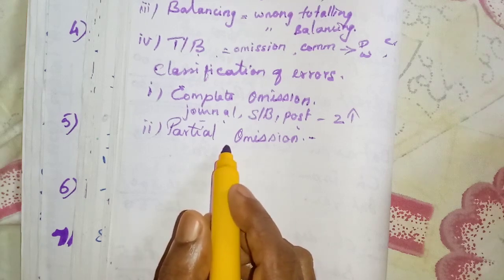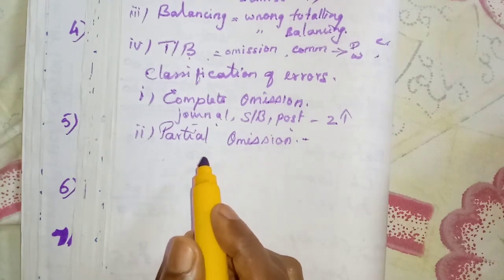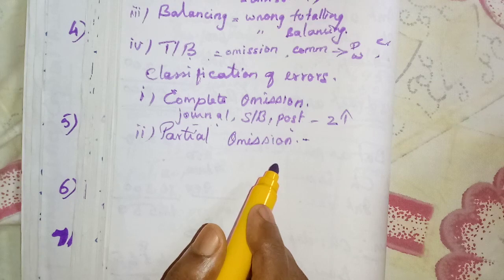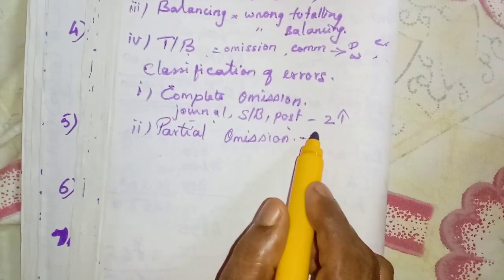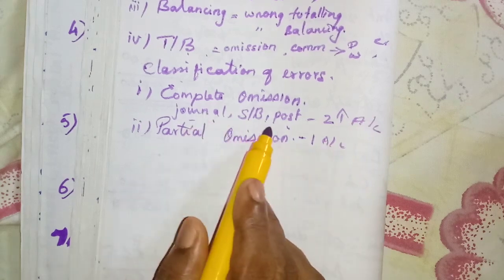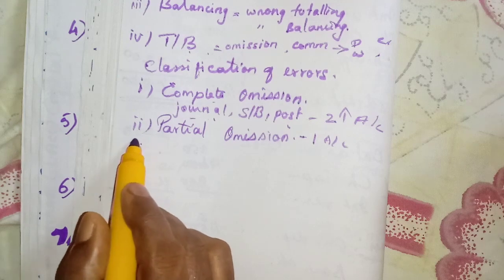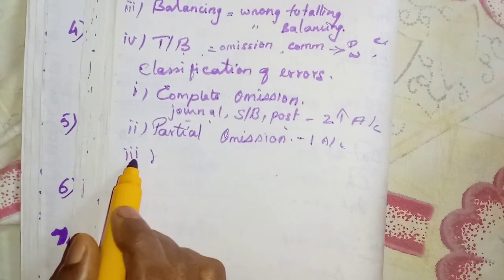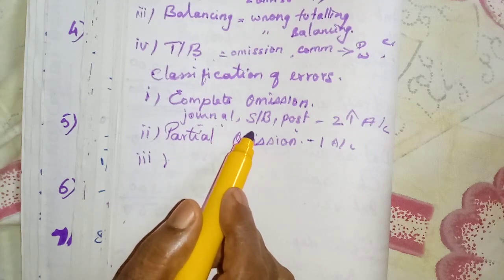For a credit sale, we may enter it in the sales book, but we may omit to enter it in that customer's account, that debtor's account. That is called partial omission. Here it will affect only one account, but complete omission will affect two accounts or more than two accounts. So the first one is complete omission and the second one is partial omission.